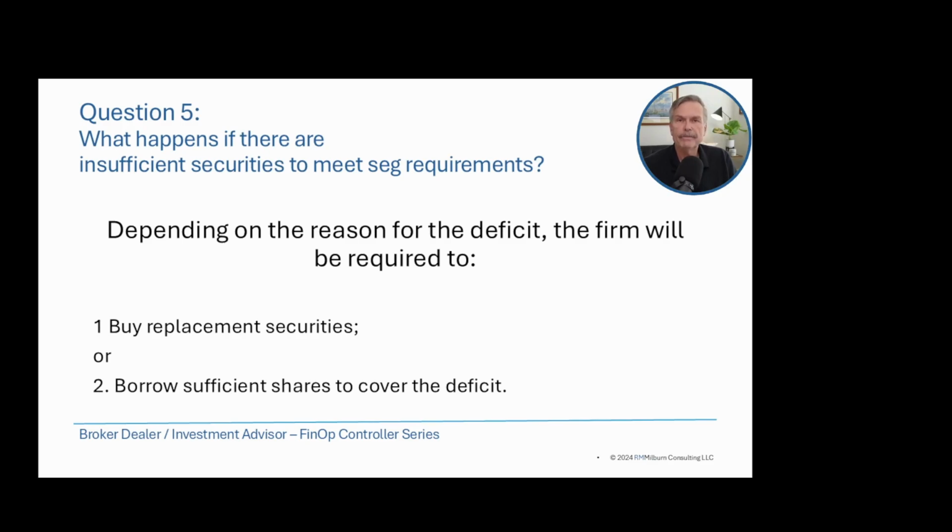So what happens after a deficit is discovered? The firm will determine the root cause of the deficit, and based on that analysis, the firm will consult the rules for the amount of time it has to close out the transactions causing the deficit. If it's not possible to close out the transaction, then the firm will usually have one of two options: either buy replacement securities for the customer or borrow shares to cover the deficit. Note that these options are not interchangeable. The firm must consult the rules to determine what action it must take.